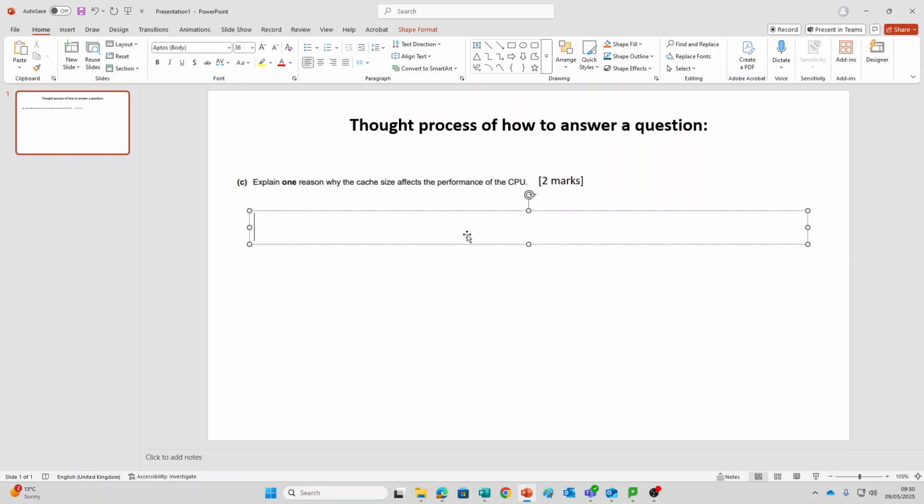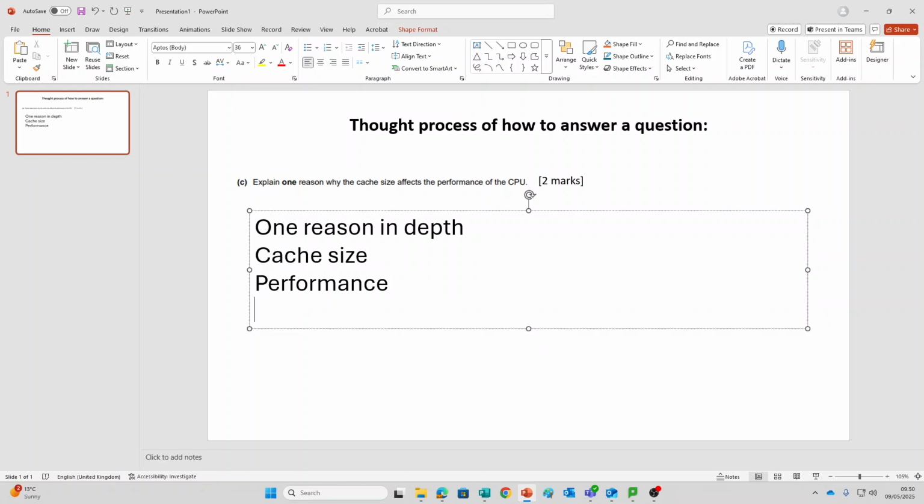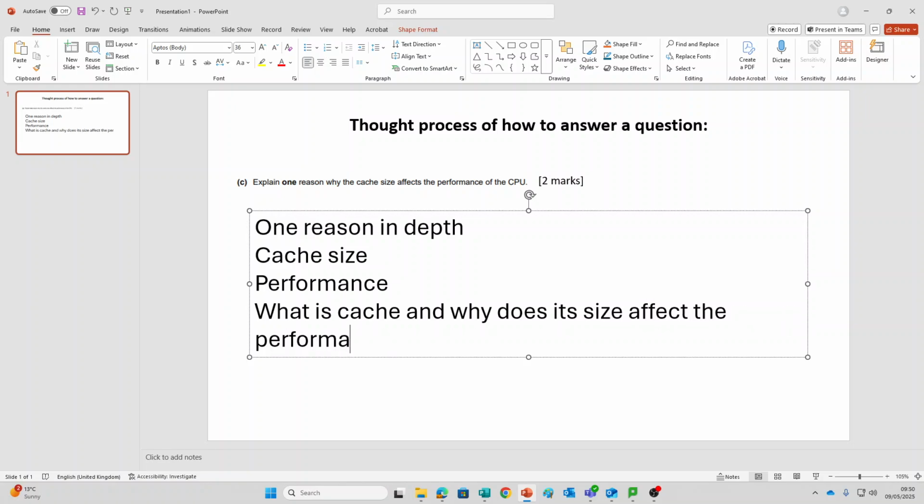as I'm answering this. So first thing is we've got one reason. So that means I need to explain one thing in depth for 2 marks. So I'd make a mental note. That's one reason. Now we've got cache size and performance that are key out of this. So essentially the question comes down to this: what is cache and why does its size affect the performance of the CPU? Basically, something like that. So that's my sort of thought process.